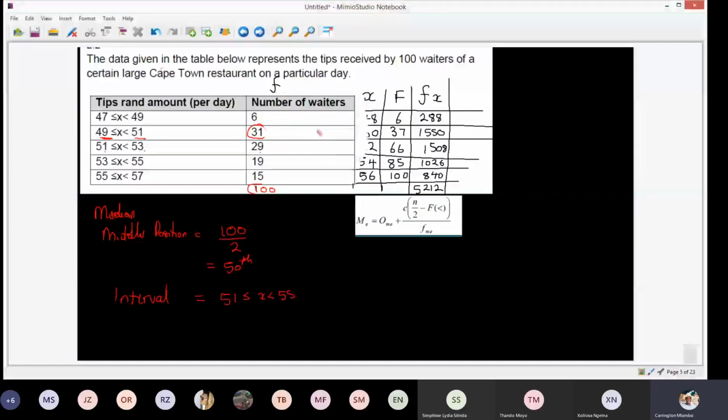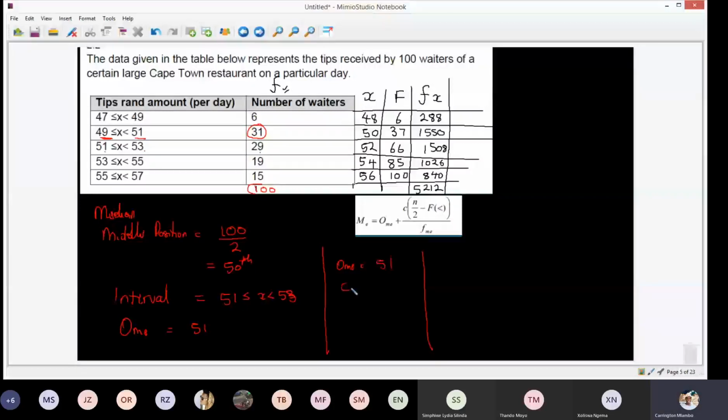Oh, sorry. Just have to practice more, right? Okay, we find it. So what is the lower limit of our interval? You don't need to think on this one. 51 to 53. The lower limit is 51, right? I'm just writing now. The lower limit of our interval, the lower number, is 51, right?